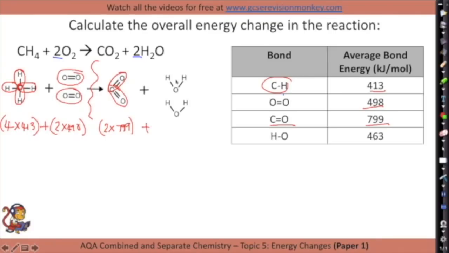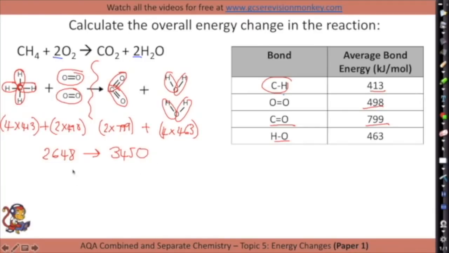Added to 1, 2, 3, 4 OH bonds. So 4 lots of 463. And be really careful. You notice when I was writing, I nearly made a mistake there. You need to copy these numbers carefully from the table, otherwise you'll lose all of the marks. So if we add that up on the left hand side, we've got a total bond energies of 2648, and on the right hand side a total of 3450. That will get you a couple of marks.